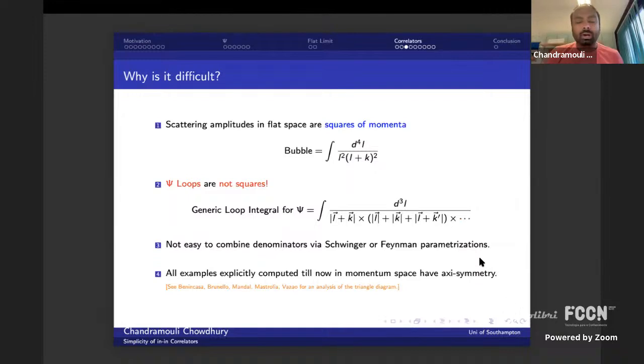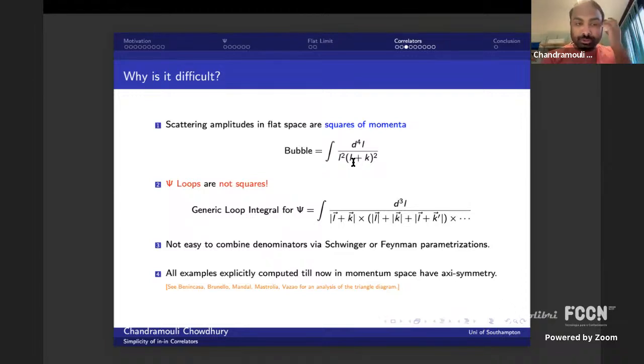Now, why is it difficult? Why don't we have more results than just a few of them? This is because in flat space, when you're computing a loop diagram, you essentially have to integrate over things which are squares of momenta. So if you were to evaluate a bubble diagram in flat space, one of the first examples of loop diagrams one does in a QFT course, you would essentially have to do an integral of this kind. And when you have integrals of this kind, you can use Feynman parametrization to introduce an auxiliary parameter and combine the two denominators into a single denominator. Or a similar thing is achieved by using Schwinger parametrization.